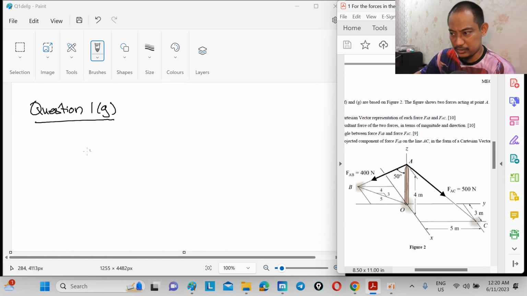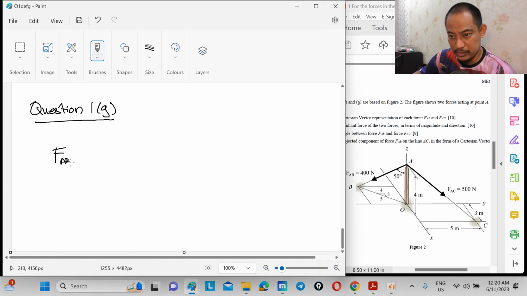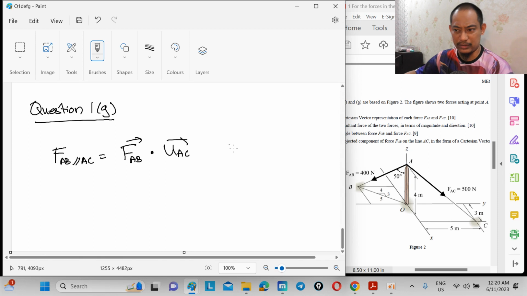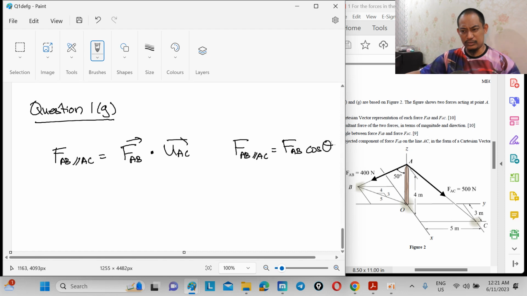Right. So basically this is FAB on the line of AC, right? So it should be FAB dot UAC. That's one way of calculating it. Now, if you want to use theta, you can also say the component of FAB along AC should be FAB cos theta, right? It should give you the same answer. However, if you select the second equation, your answer will be dependent on the previous question, because your theta is the one you calculated yourself.